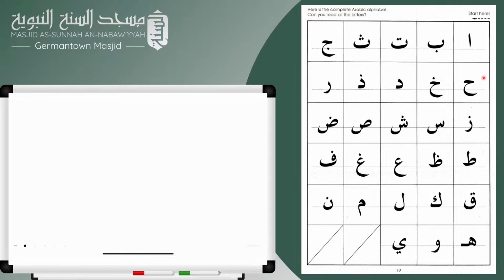Next box, second line, is the kha. Kha, you say it like you're clearing your throat. It has one dot on top of the handle. Next box, which is the third one, is similar, identical in shape to the fourth one. Third and fourth boxes, second line, are identical in shape, except that the dal is without a dot and the dhal is with one single dot on top of it.